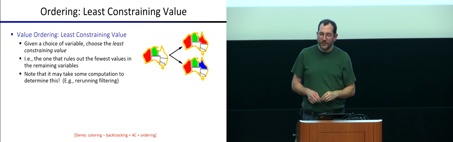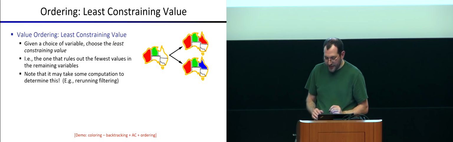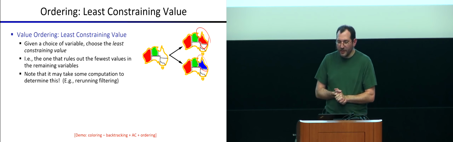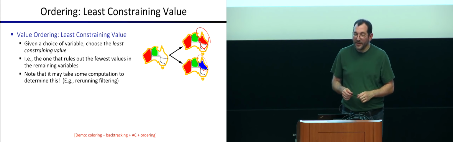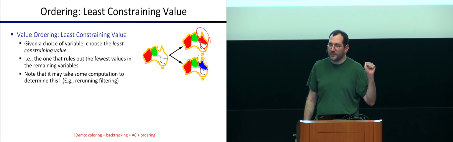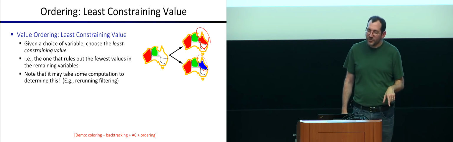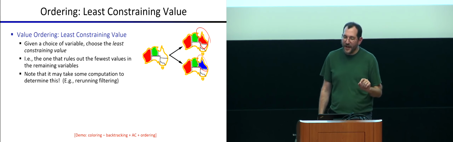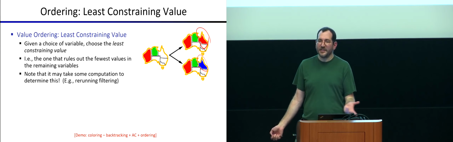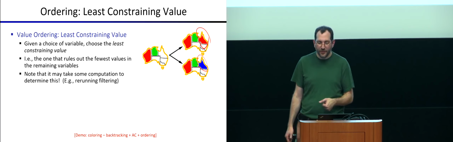What about values? So let's say we're in this scenario where we've assigned red and we've assigned green and we're trying to decide should we assign red or blue over here to Queensland. Before, we made our lives as hard as possible: go to the hardest part of the map, work there. Here the idea is you want to pick the least constraining value. That is the value that rules out the fewest other values. How am I supposed to know what's ruled out? You're going to have to run some more filtering. This is an expensive thing to compute.